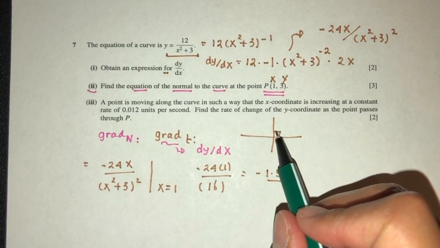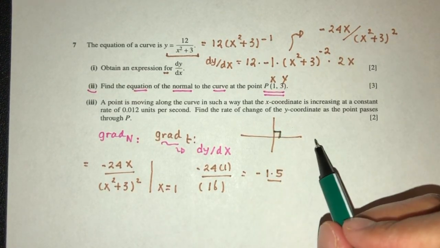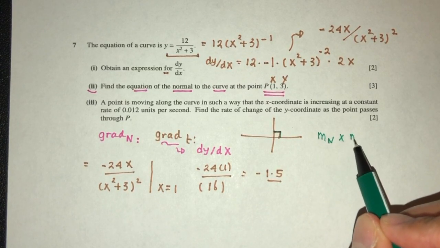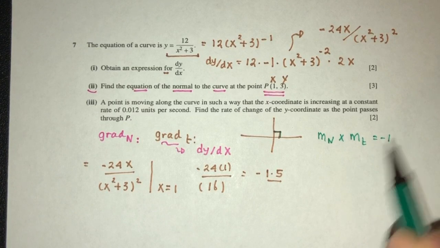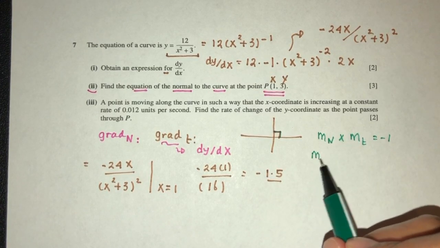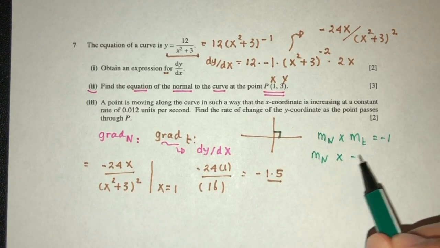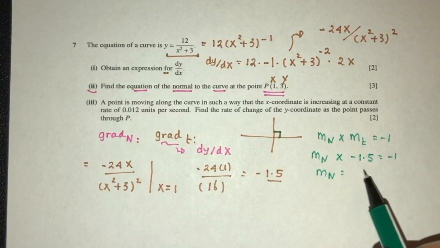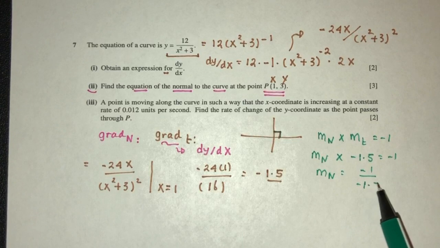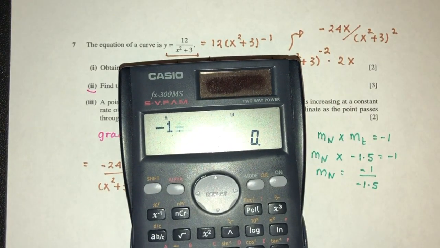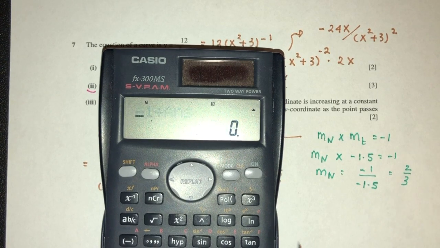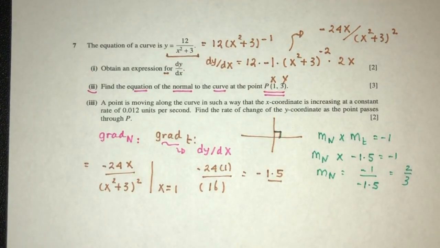Now, because they are perpendicular to each other, as we have seen before, we understand that the gradient of the normal multiplied by the gradient of the tangent should be minus 1. Replace this back, you will have this multiplied by minus 1.5 should be minus 1. So this is pretty easy. Minus 1 divided by minus 1.5. That should be the value of 2 over 3. So this is the gradient of the normal.